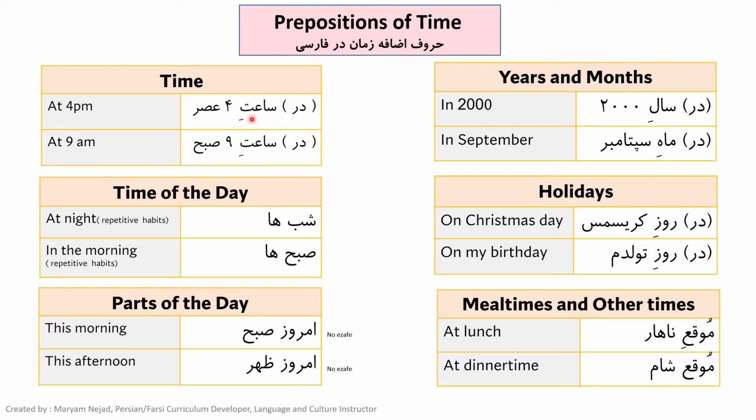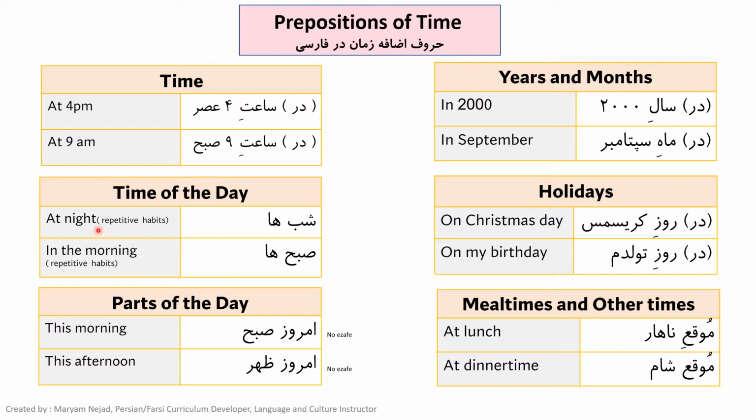But what's common to use is sa'at, and sa'at means hour or watch or clock. In this case, it means hour. And then we need ezafe to connect it. So formally it would be dar sa'at 4 asr. The number also gets the ezafe. Or informally, just sa'at 4 asr.